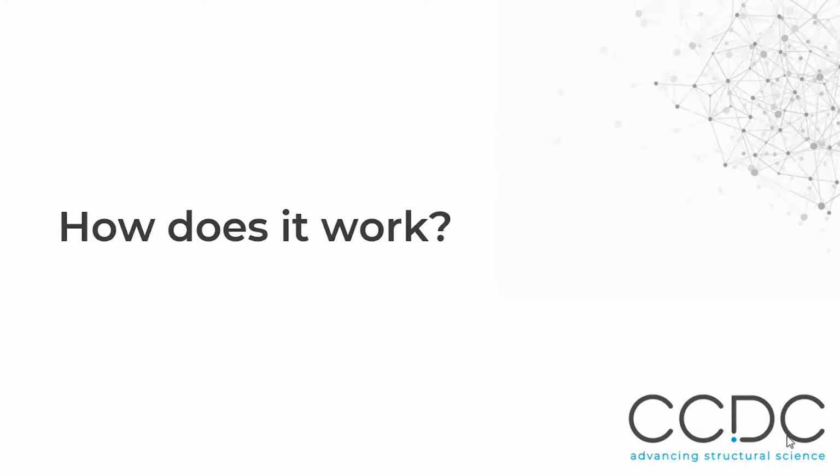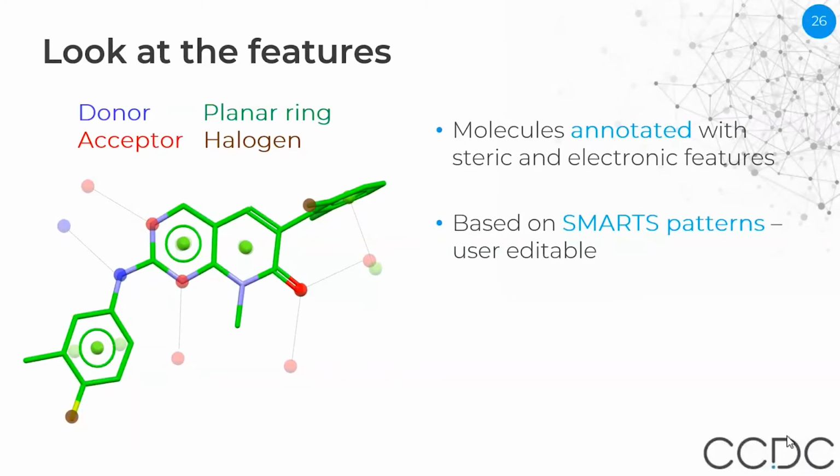So how does it work? Each entry in the database that is provided with the application is annotated with features. A feature can be defined as an ensemble of steric and electronic features that characterize both the protein and small molecule. The features are defined using SMARTS patterns and are stored in a feature database that is, again, provided with the software. So the feature definitions are user editable, which means that they can be tailored by the user. And in addition, new feature definitions can be easily created and applied on the fly.